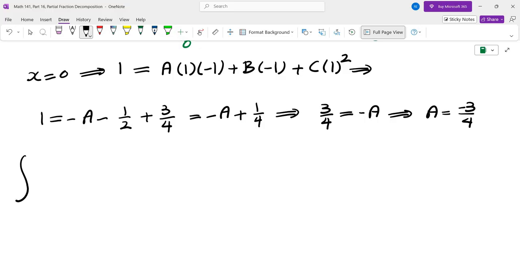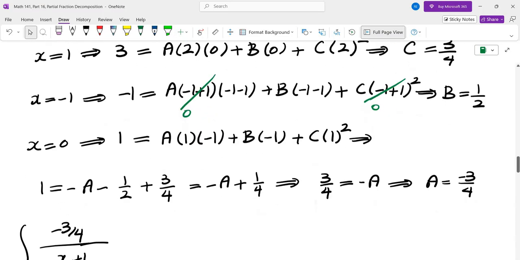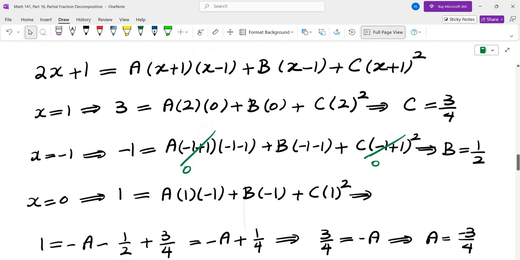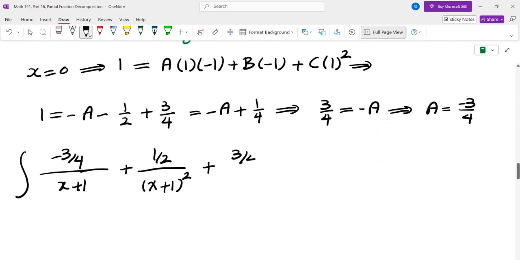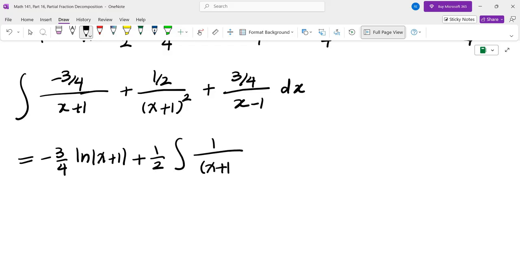So this means the integral that they gave us is the same as negative 3/4 over x plus 1. I believe that was the first fraction. Then we had b, which is 1/2 over x plus 1 squared. And then we finally have c, which is 3/4 over x minus 1 dx. Next, we're going to evaluate these integrals. That's negative 3/4 integral of 1 over x plus 1, which is natural log of x plus 1. Then we have 1/2 integral of 1 over x plus 1 squared dx. And then the last one is 3/4 natural log of x minus 1.